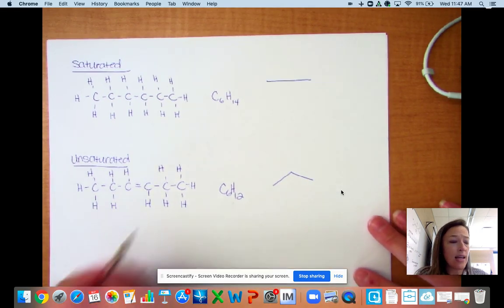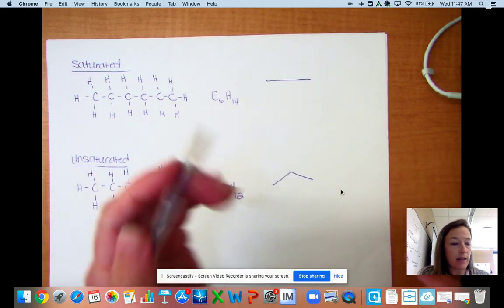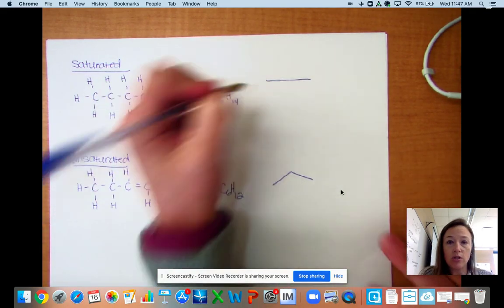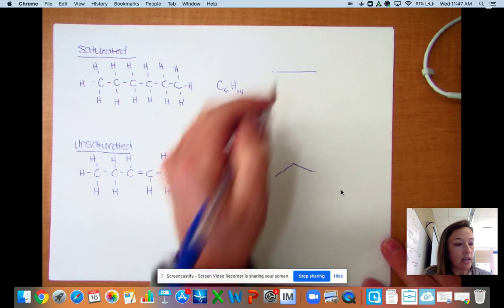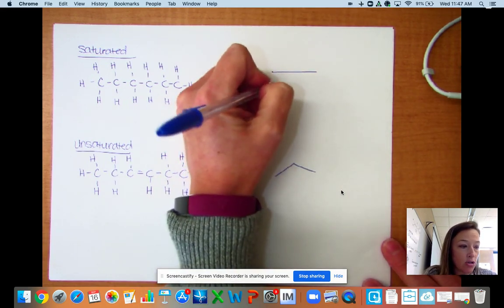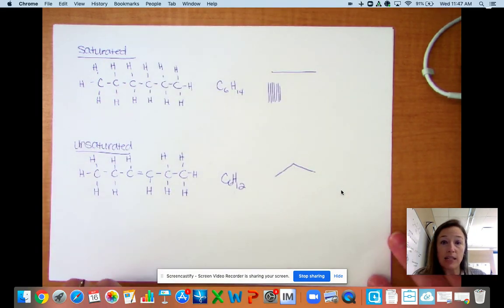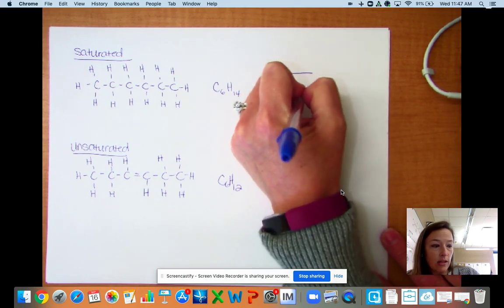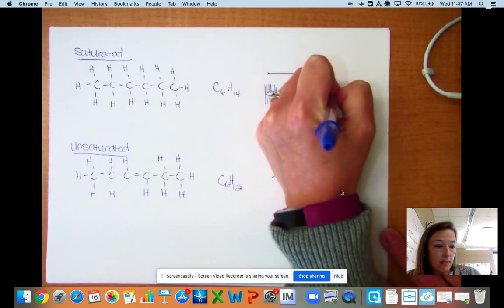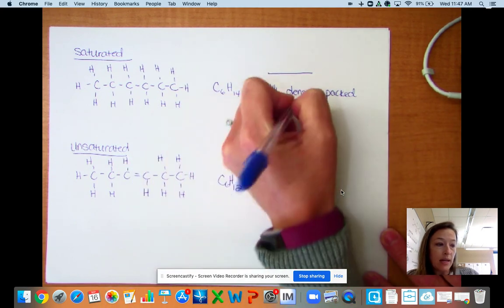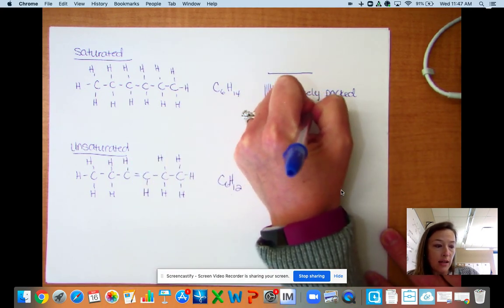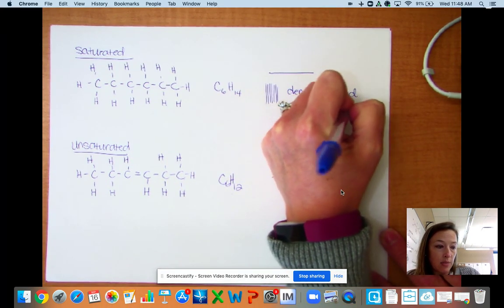Now imagine if these molecules, and I'm going to turn them kind of on their side, if they were to hang out together, how closely could they pack? Well, because they're straight, they can pack really tightly together. So they can get really densely packed. And what this means is they are usually going to be a solid at room temperature.